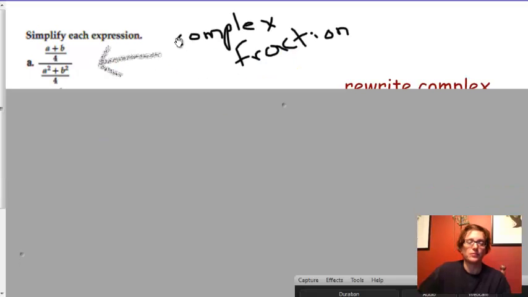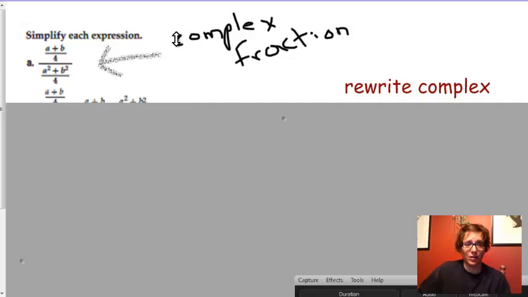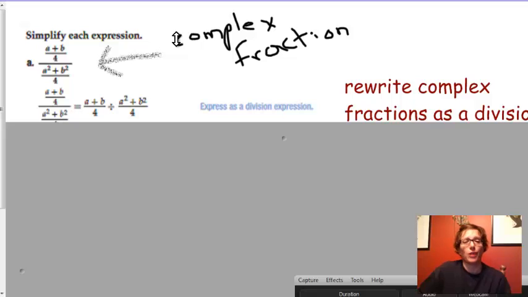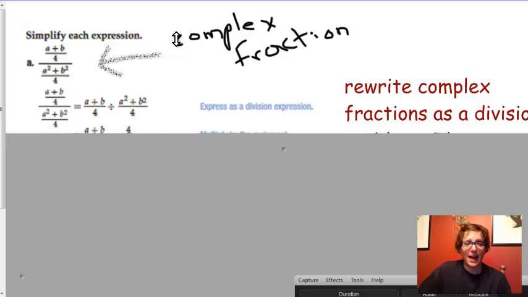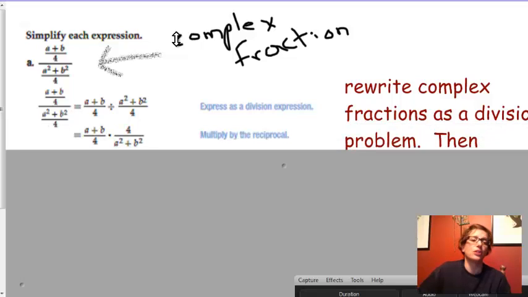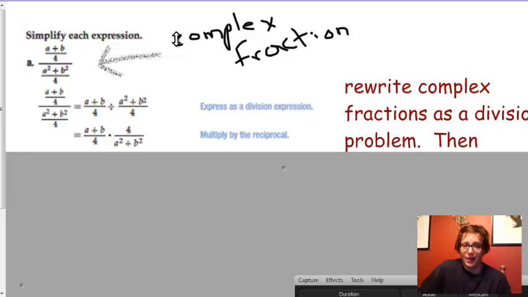Last problem. This is your other vocabulary. It's called the complex fraction. It's two fractions. It's a fraction on top of a fraction. Well, the first thing you want to do is get rid of the complex fraction. Rewrite it. Make it a normal division problem. Top divided by the bottom. Now you can flip that and turn it into a multiplication problem.